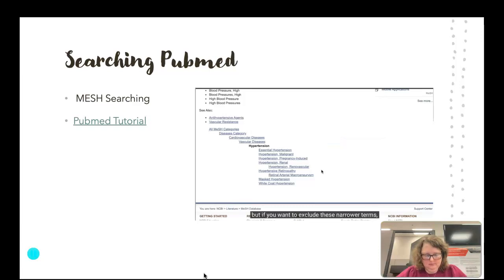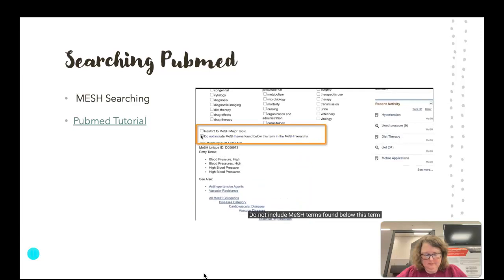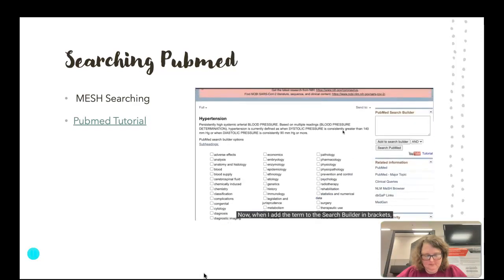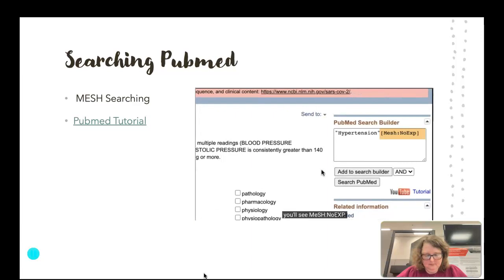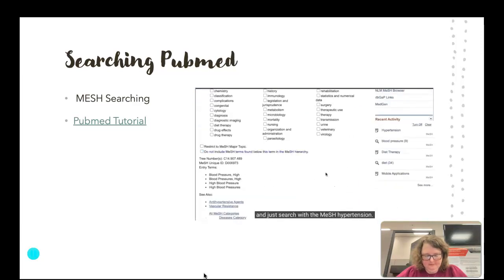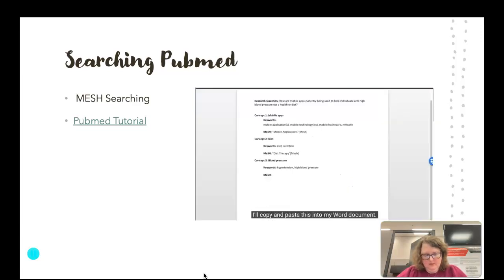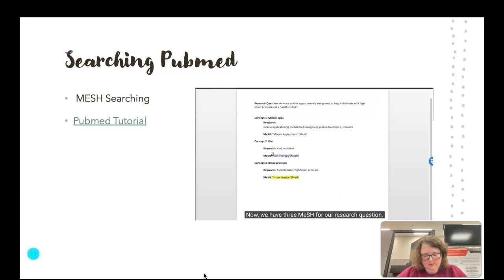But if you want to exclude these narrower terms, you can click on the button next to Do Not Include MeSH Terms found below this term in the MeSH hierarchy. Now when I add the term to the search builder, in brackets you'll see MeSH:noexp. Essentially, we're telling PubMed not to explode this heading. But in our case, I'm going to uncheck this box and just search with the MeSH hypertension. I'll copy and paste this into my Word document. Now we have 3 MeSH for our research question.